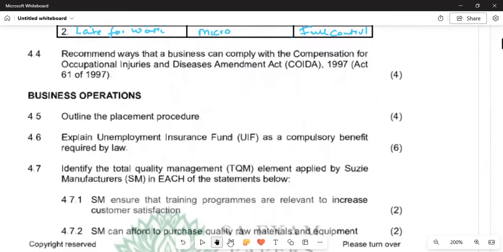4.4, recommend ways in which a business can comply with the Compensation for Occupational Injuries and Diseases Act 61 of 1997, COIDA. So you recommend ways that we can comply with COIDA. So business should provide a healthy and safe working environment.